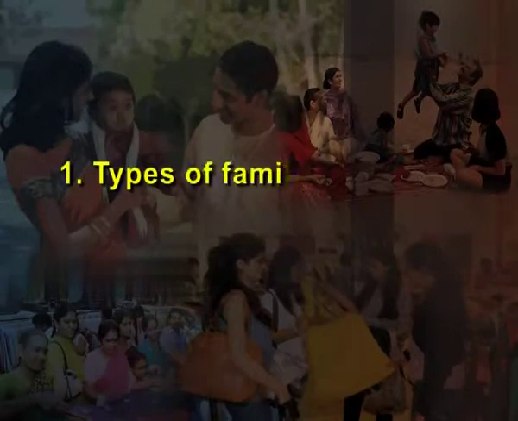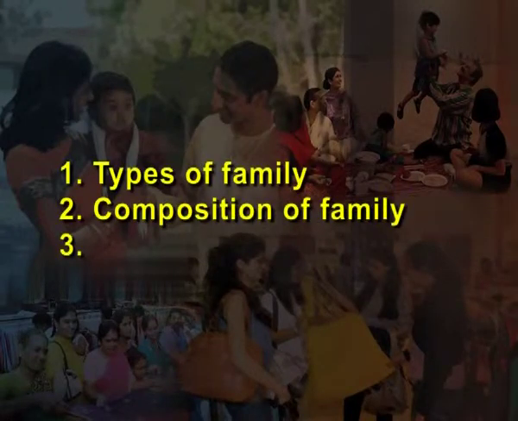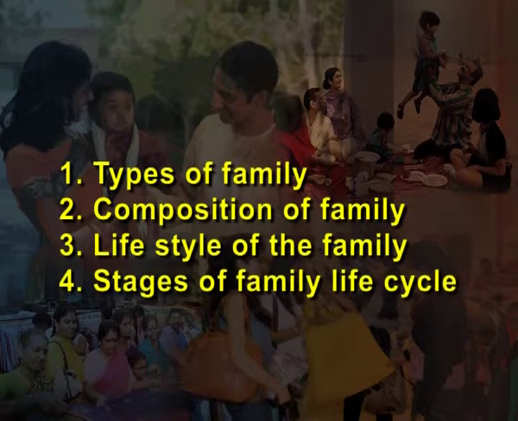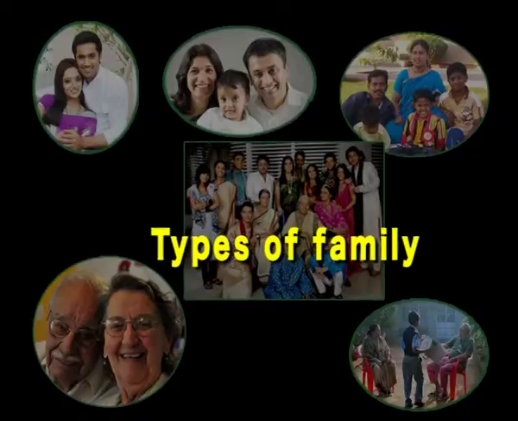Though the management principles and the concepts are same, the objectives and goals or the desires and the needs differ from family to family on the basis of the various characteristics like the types of family, the composition of the family, the lifestyle of the family, and the various stages of the family life cycle. Now we will know about the various factors which we have discussed. In the first one, it is the types of family.